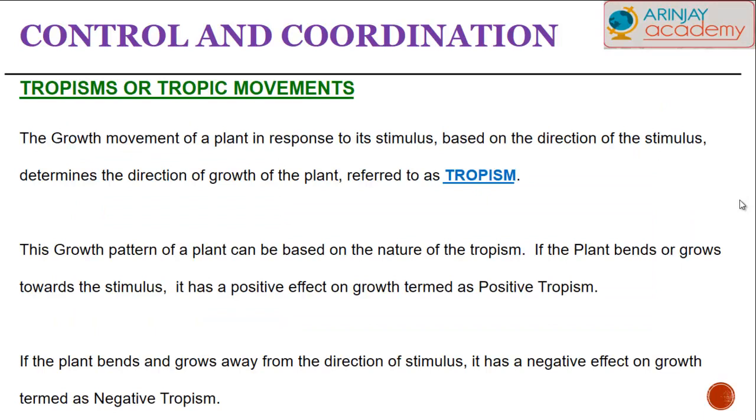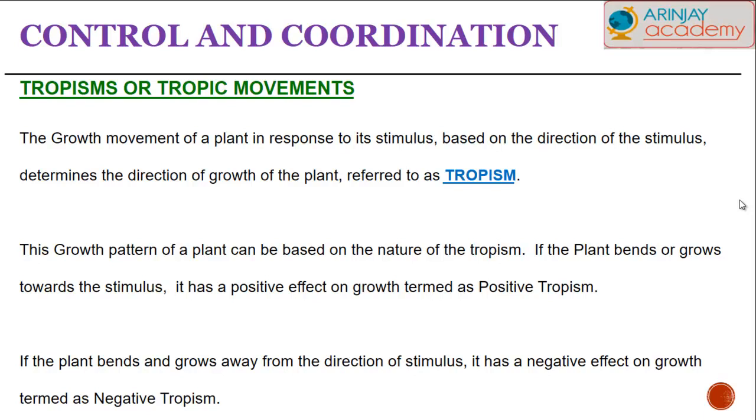Tropisms. This is just the growth movement of a plant in response to a stimulus. It is based on the direction of the stimulus, and this decides which direction the growth of the plant will be. Say for example, if a plant is put in a lighted room with a bulb, the plant will have the tendency to grow towards that lighted bulb.